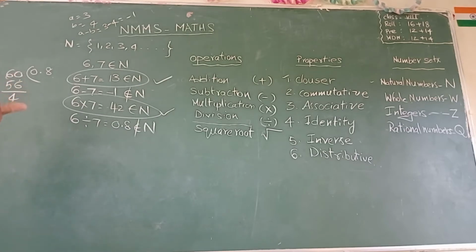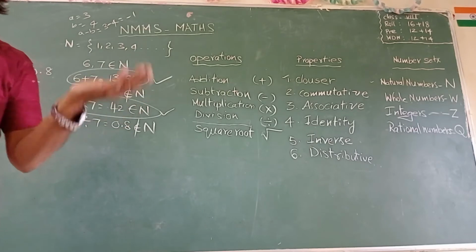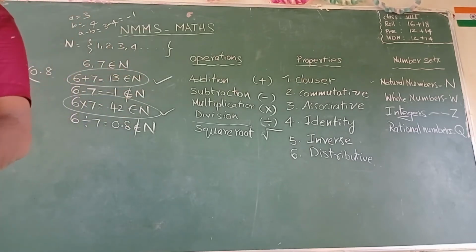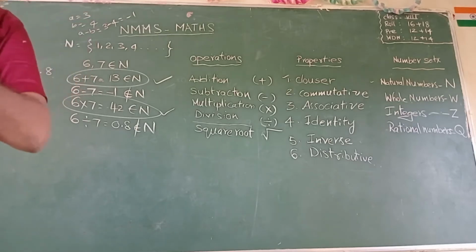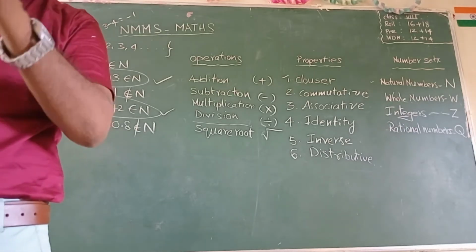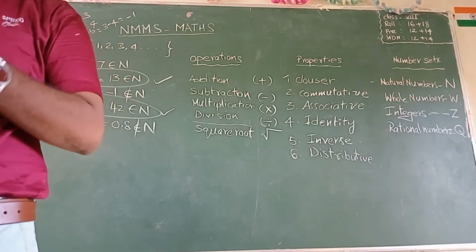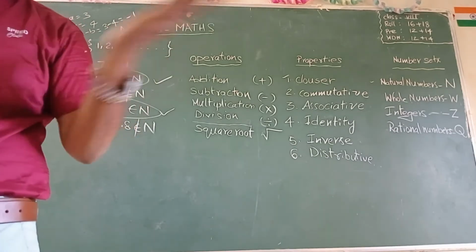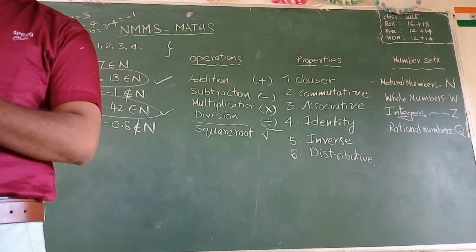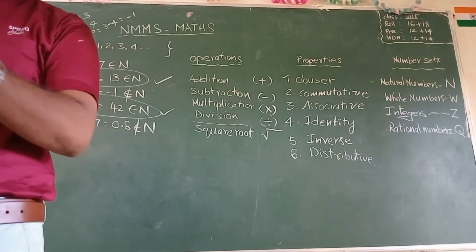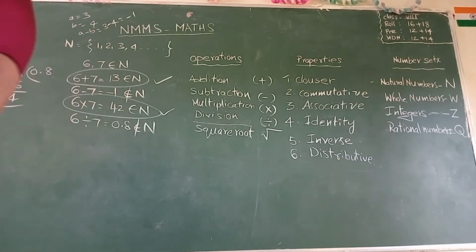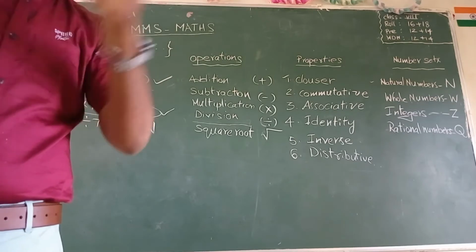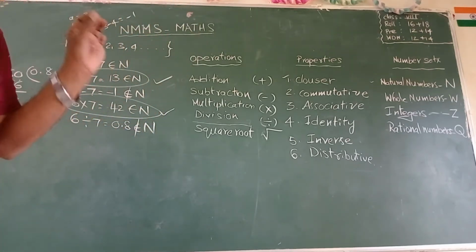If you take any two numbers in the natural numbers, and after the operation the same kind of result comes, if you get a natural number, then we say that operation satisfies the closure property. So in natural numbers, addition is closure, multiplication is closure. Next, commutative. We will see the commutative.